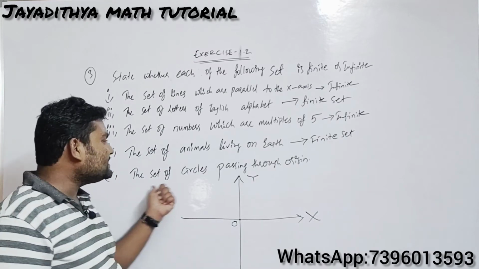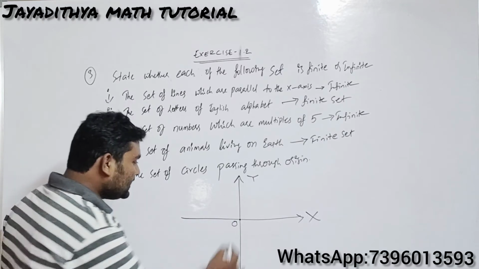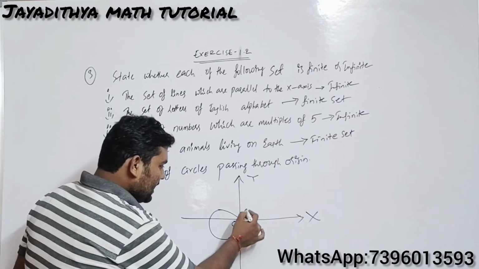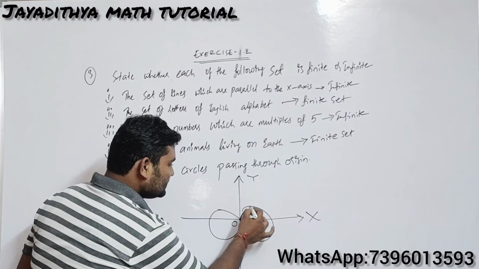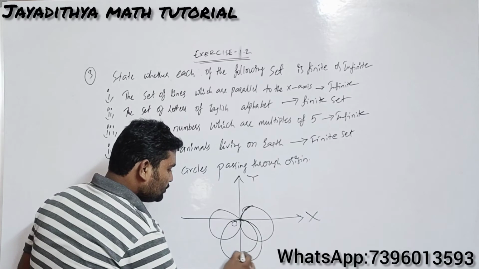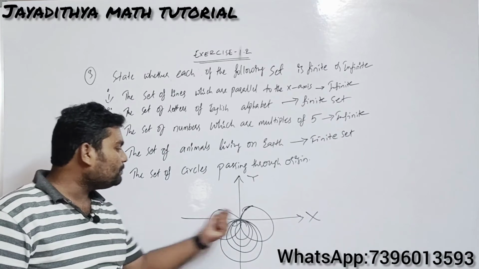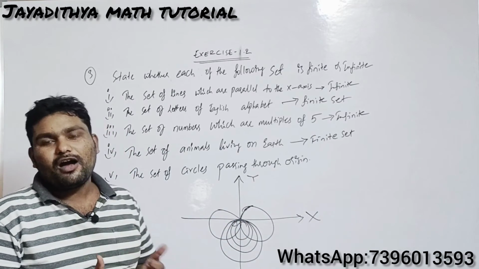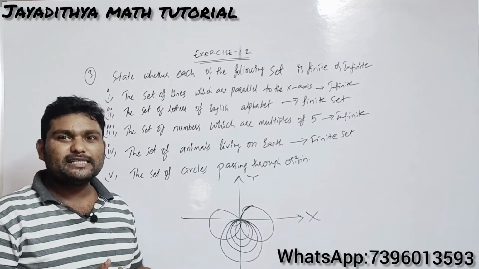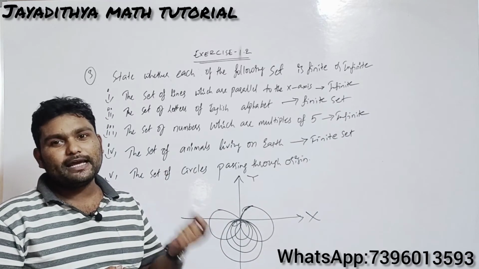So what is our question here? Set of circles passing through the origin. How many circles can you draw from the origin? Like this you can draw one circle, and in this manner you can draw one circle, and also you can draw one more circle like this. So like this, how many circles can you draw passing through origin? You can draw infinite number of circles. Not only origin, passing through any single point you can draw infinite number of circles.